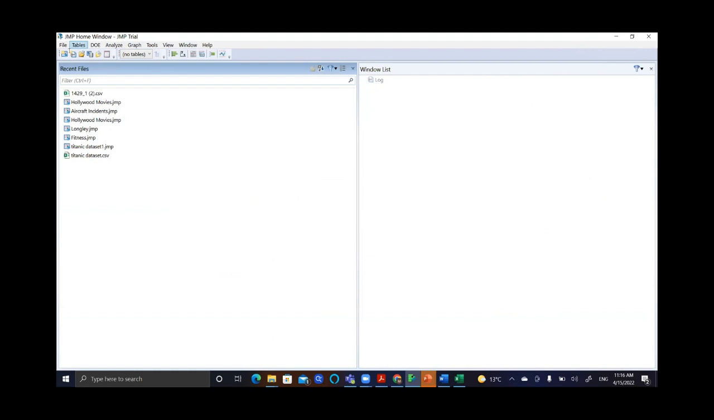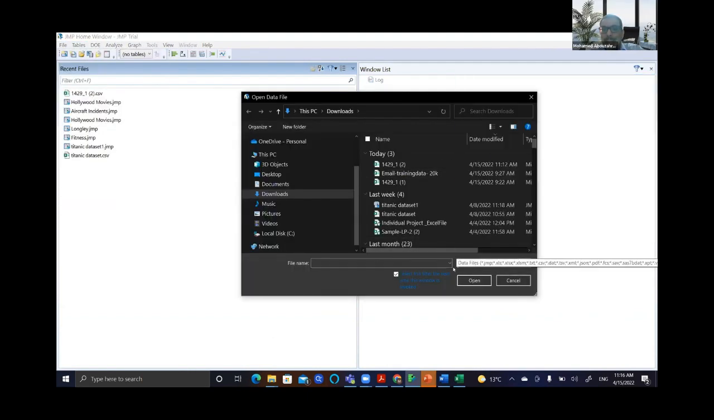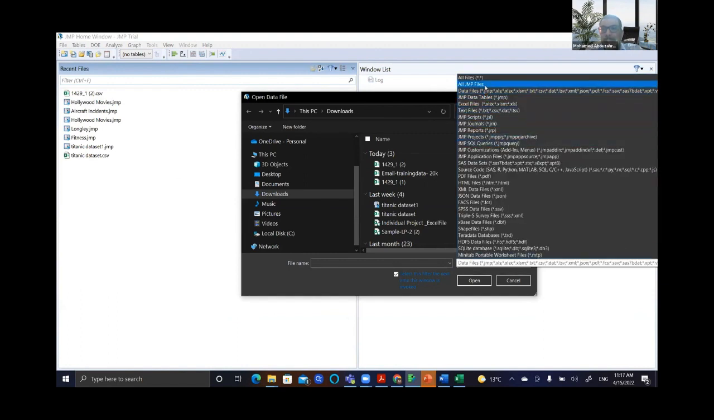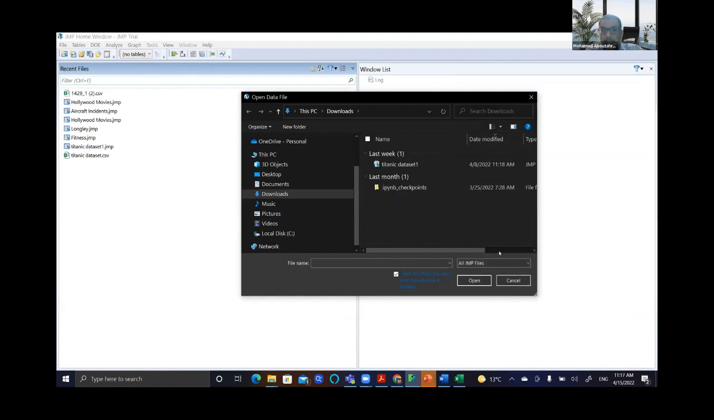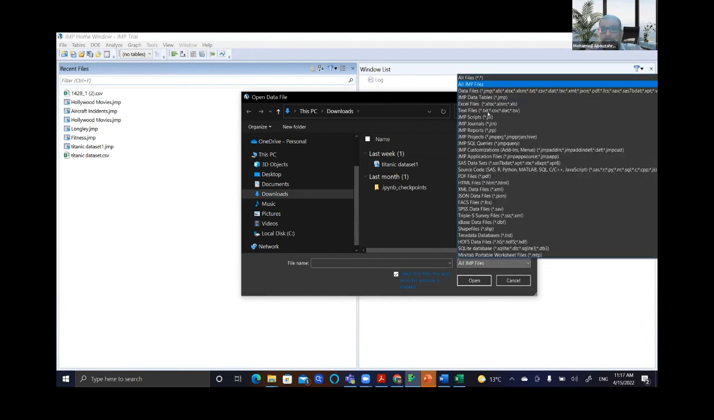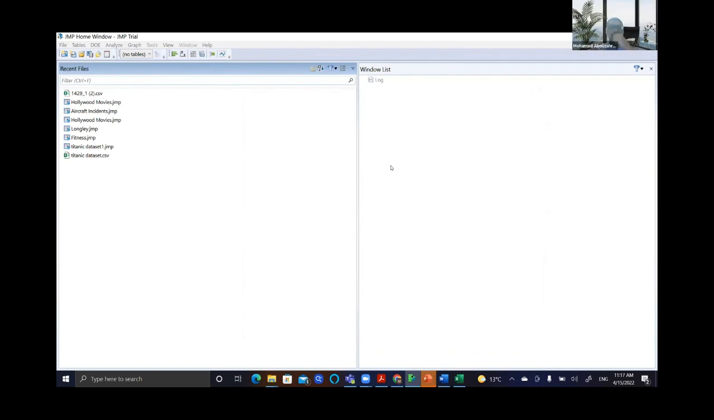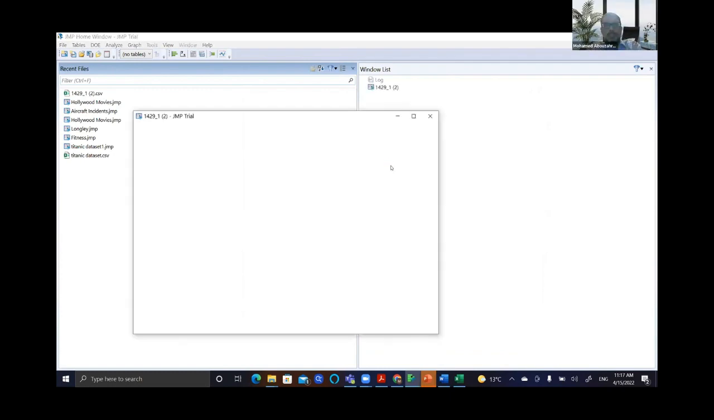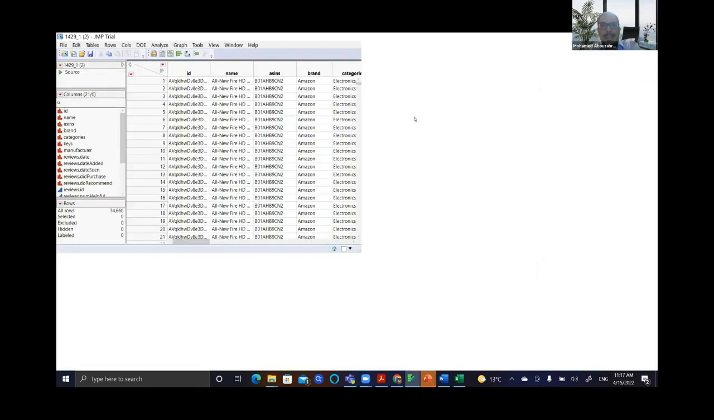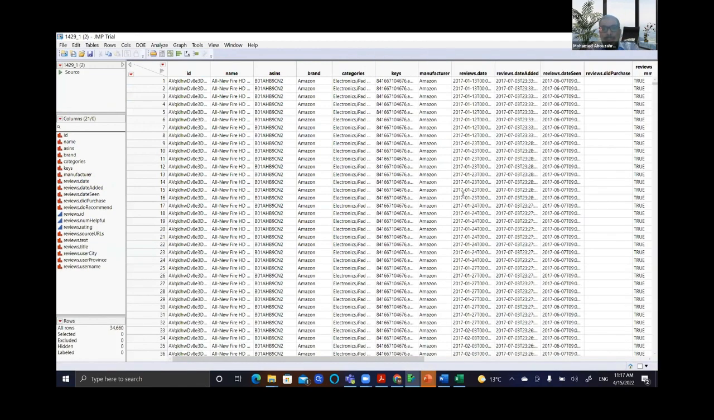That's okay. So file and then open. You open the file, and then you select from this drop-down list on the right-hand side, you select data files. By default, it's all JMP files, but we don't want JMP files. We want data files just below it. And then you should find the file that we just downloaded. Cool, open.